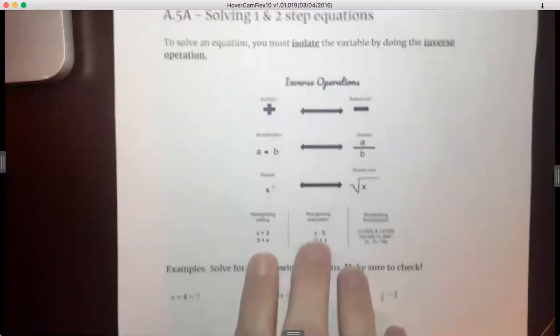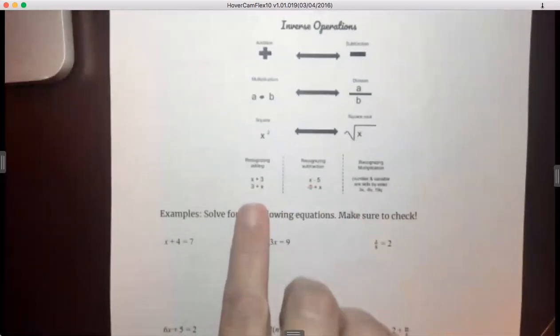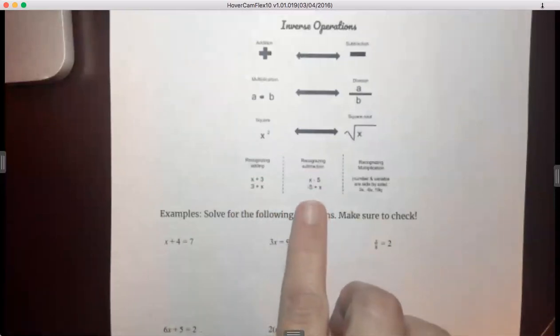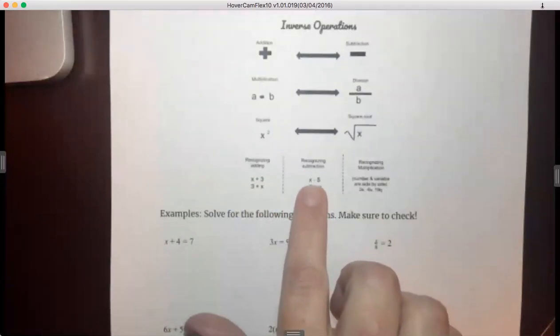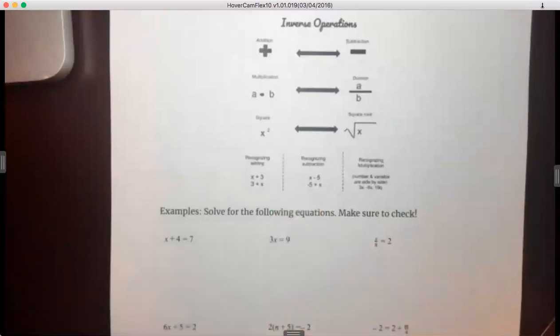Okay, we need to be able to recognize addition. Whenever you see something being added together, that's addition. We also need to be able to recognize subtraction. Subtraction might look like x minus 5, but it could also look like negative 5 plus x, because this negative would be subtracting from that binomial.